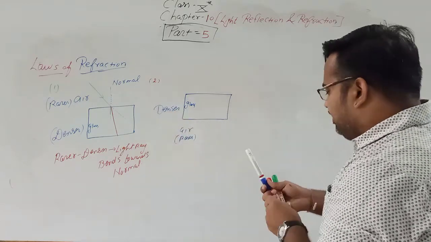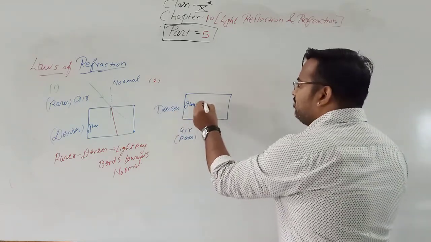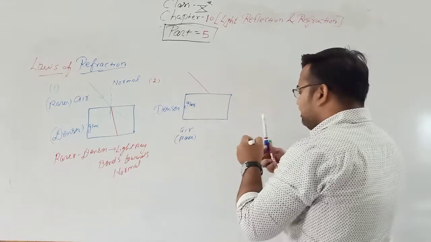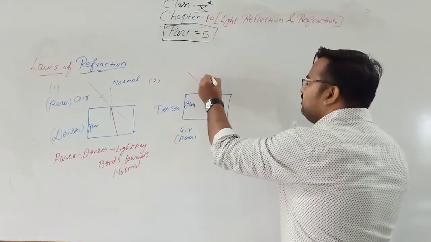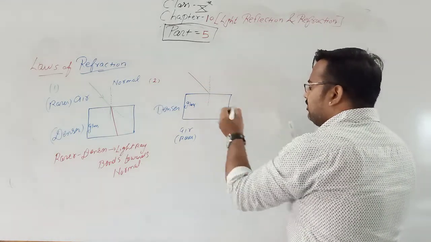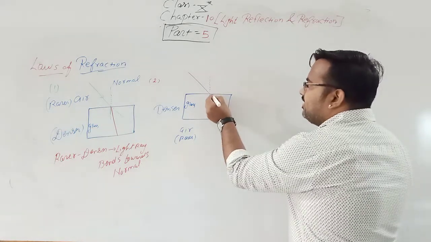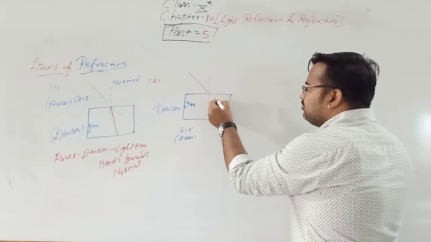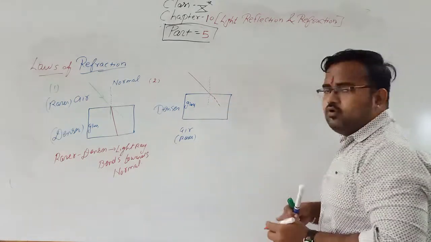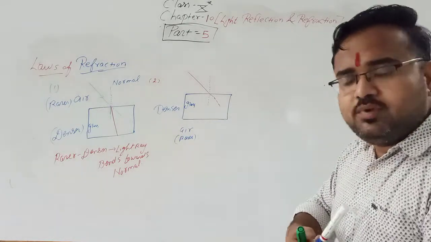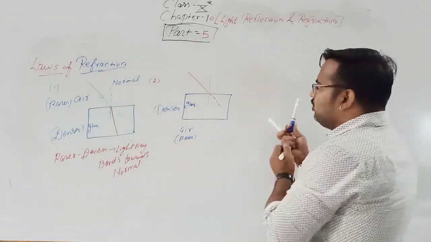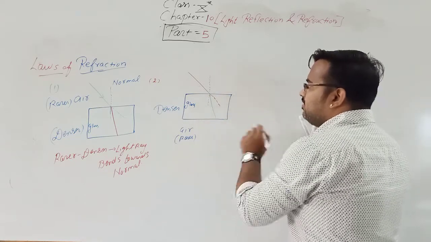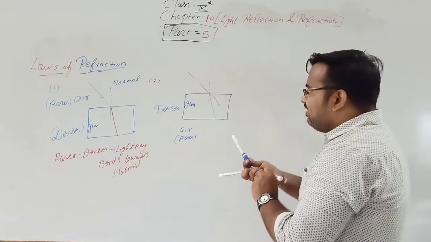Now, suppose a light ray travels from glass. See, suppose this is an incident ray. This is normal. Now, this is the original path of the incident ray, which should be followed, but it will bend towards the normal. This is the first law. Clear?